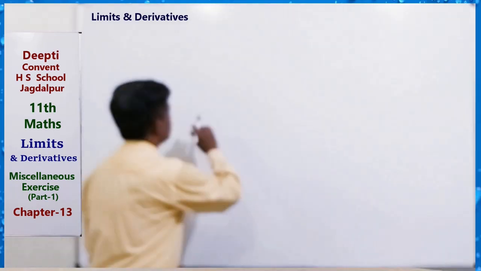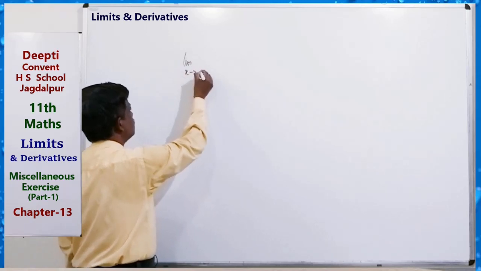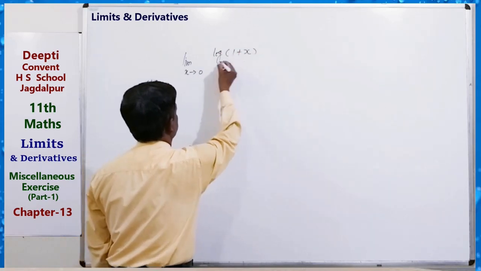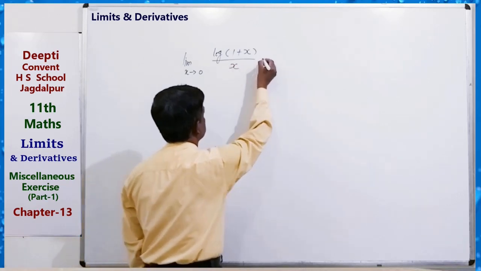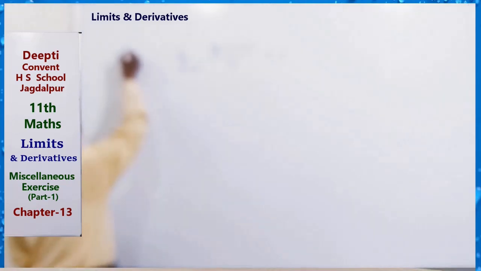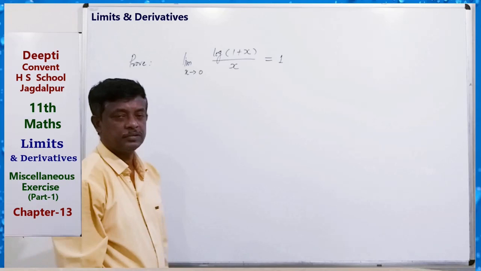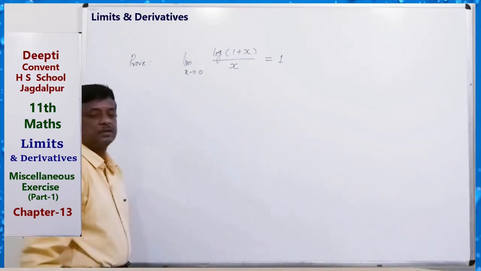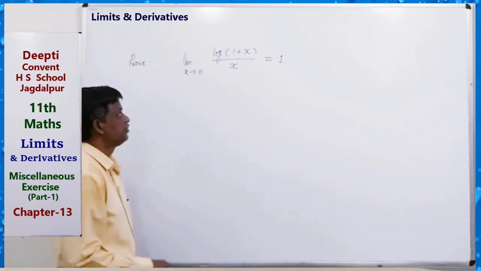Let us prove that the limit as x tends to 0 of log(1 plus x) upon x is equal to 1. Prove this. This is from the supplementary exercise 13.2.